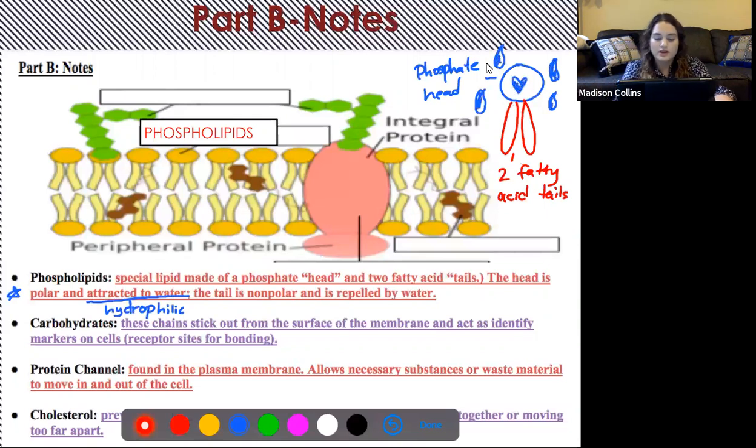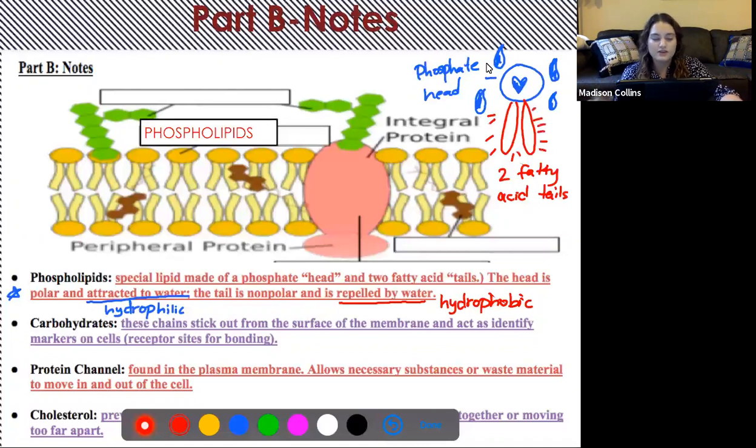Okay. But our tail is nonpolar and is repelled by water. So if something is repelled by water, we're going to call it hydrophobic. It's almost afraid of water. Okay, so because these 2 fatty acid tails are hydrophobic, that means they're going to push away all of those water molecules. They don't want anything to do with water.